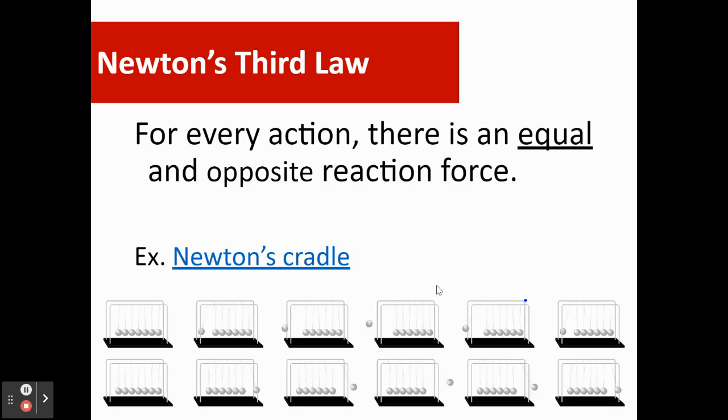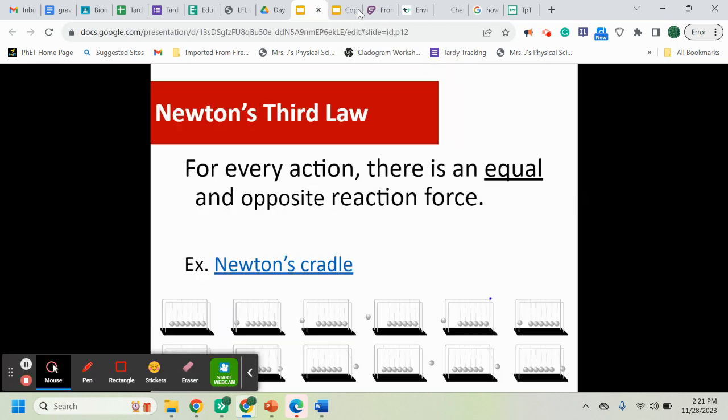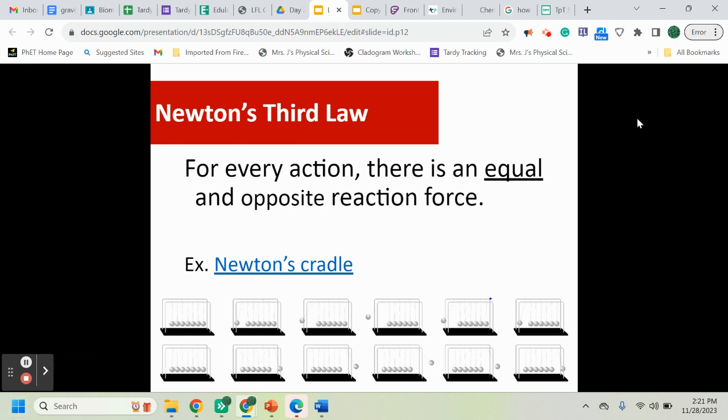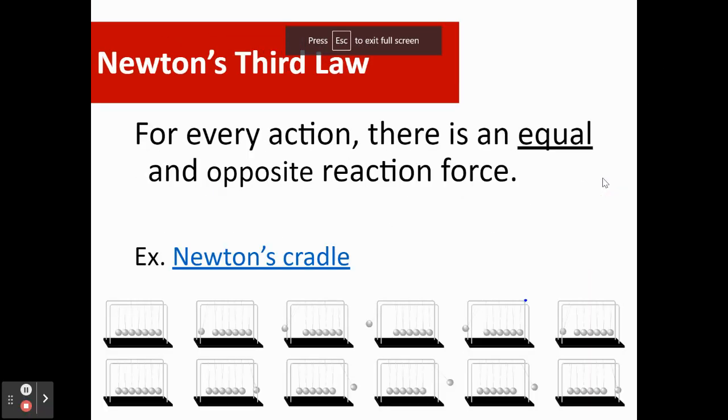All right. So for every action, there's an equal and opposite reaction. This is Newton's third law. The cat's cradle is the example. And of course, it's not working. That's cool, so I'll go to the next slide. But you know cat's cradle. You take the silver ball and throw it back and slam it, and then the energy goes through and pushes it to the other side.